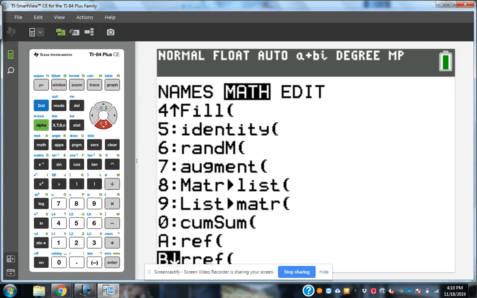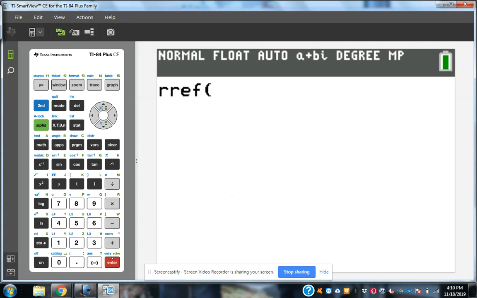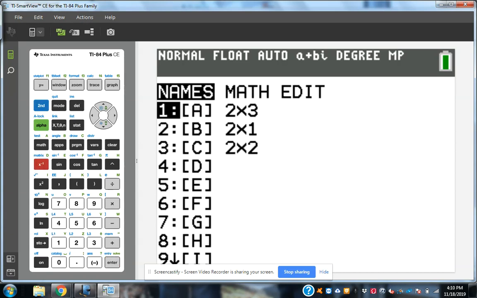There's REF, and then RREF is the next one. You want RREF. REF doesn't get us a full finished product out of it. It just gets us part of the way. So RREF is what we want to select. So I press enter, and then it asks, okay, well, what do you want to do that to? So we want to tell it to do that to the matrix we put in. So I'm going to hit second matrix. I put mine in matrix A, so I'm just going to hit enter there.